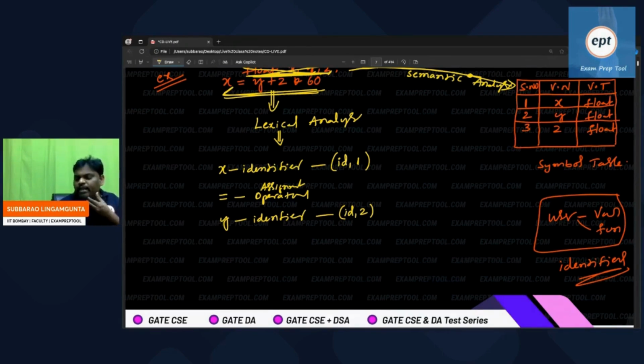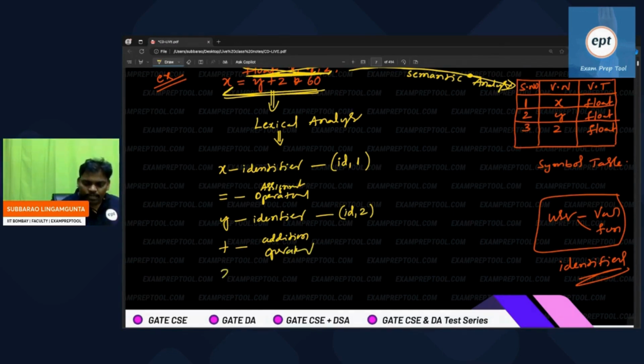The lexical analyzer asks Y, hello Y, can you introduce yourself? Immediately Y said, I am an identifier. The lexical analyzer said, if you are an identifier, you should be in the symbol table, let me check. Oh, he is there, so your token number is ID 2. Next one, plus came. The lexical analyzer says, hello plus, you are my best friend because I know you very well. Oh plus, you are my family. What is the answer? It is the addition operator. I know you very well, so no token number.